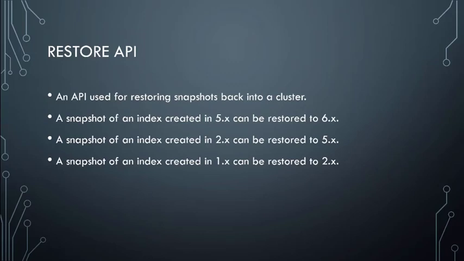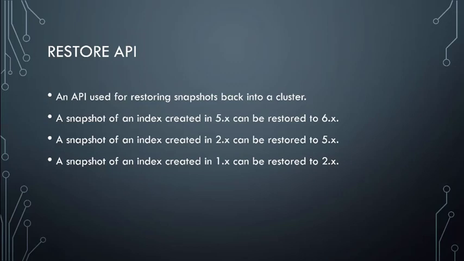Just like most anything else that we've done in ElasticSearch, snapshots are created via an API. This is called the Restore API. This Restore API can be used not only for creating snapshots, but also for restoring them back into your cluster.